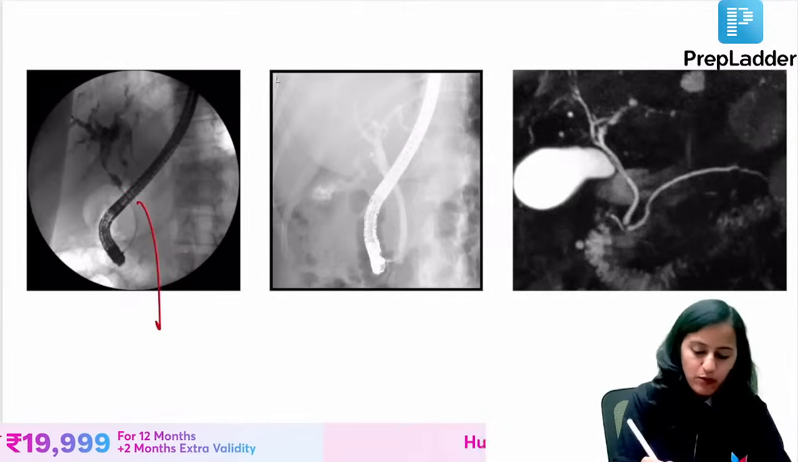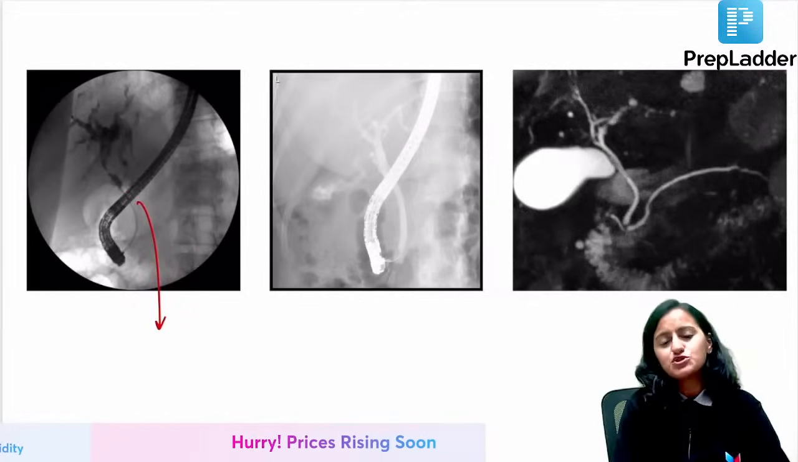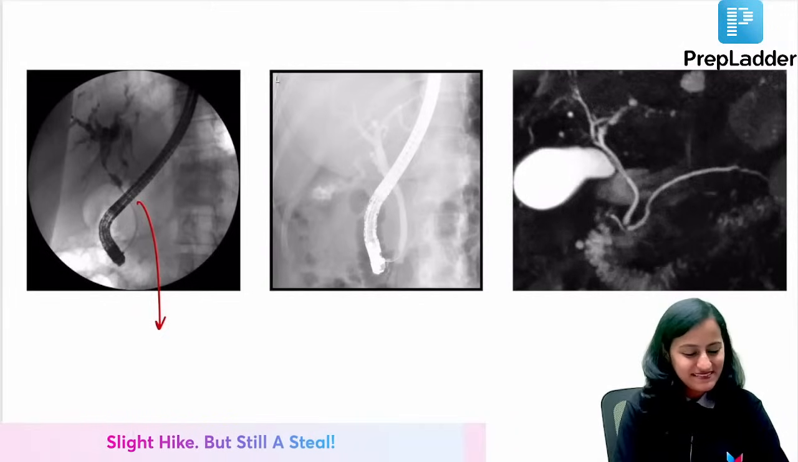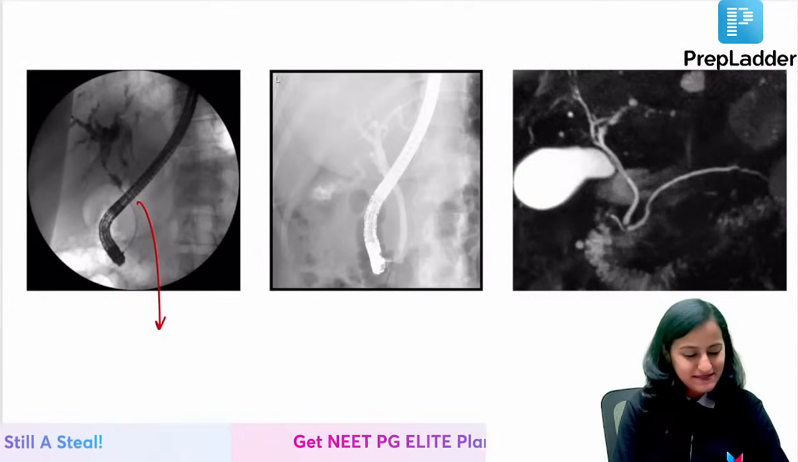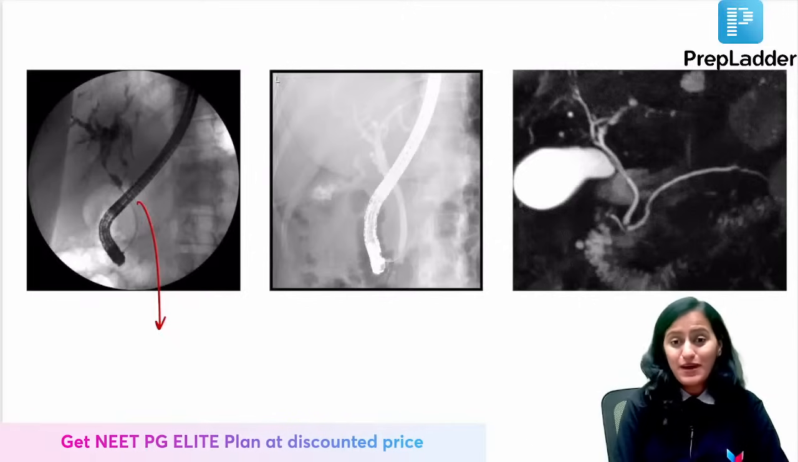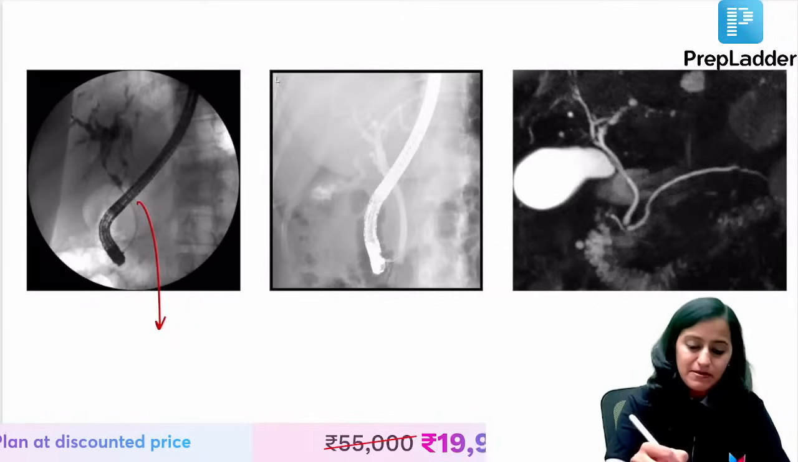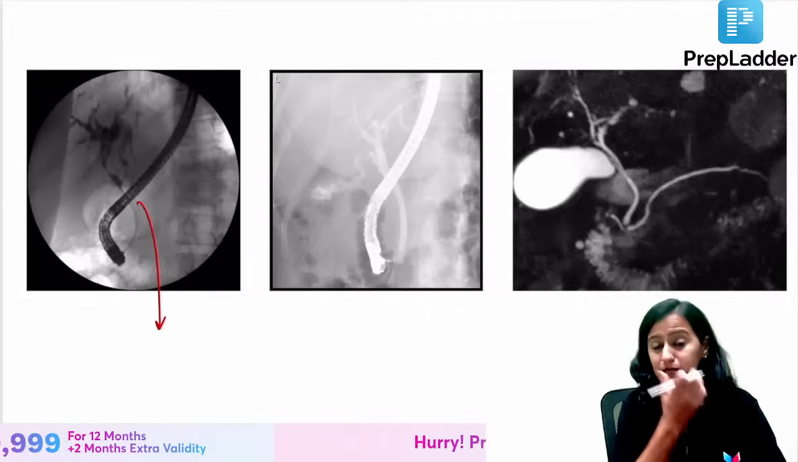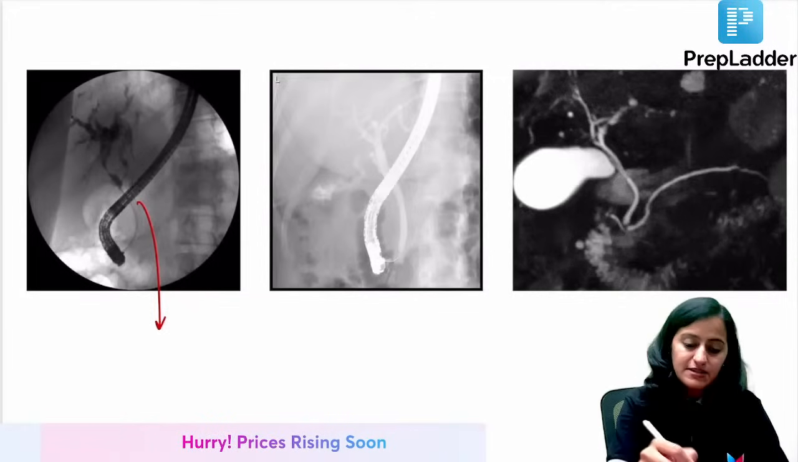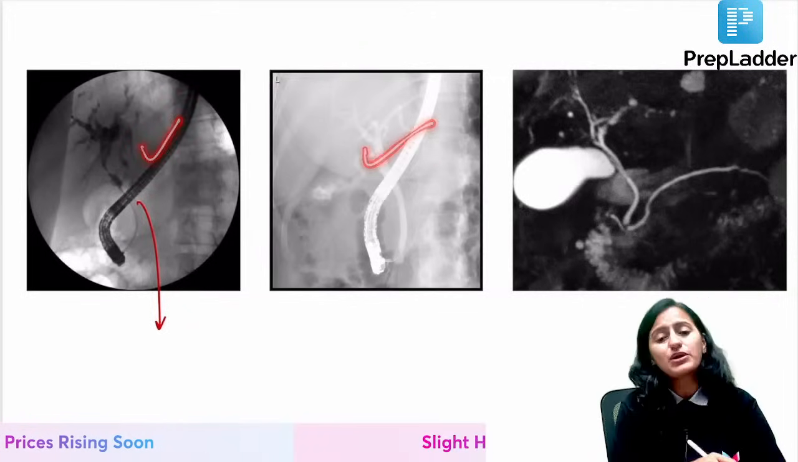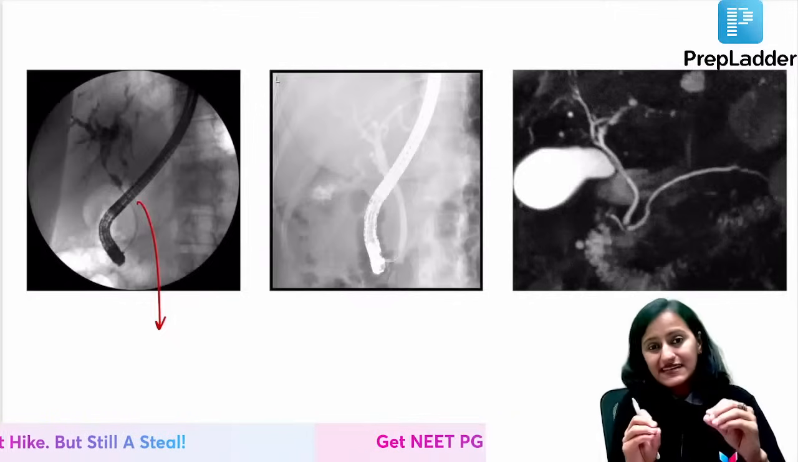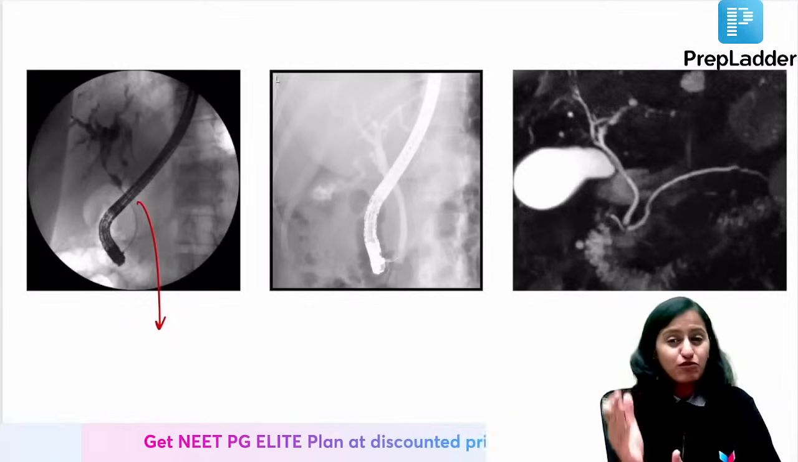First of all, tell me what is this investigation which is shown here? Very good. ERCP, right? So remember that the image A is also ERCP, the image B is also ERCP. Why is the first image appearing black and the second is showing white? Because remember that ERCP is done under X-ray. It's a video X-ray like fluoroscopy.